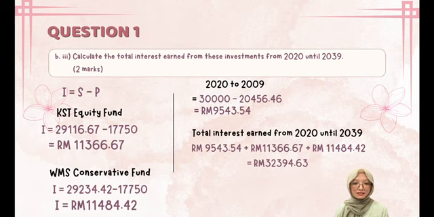Lastly, we should add all the interest together. So, total interest earned from 2020 until 2039 is 9,543 ringgit 54 cent plus 11,366 ringgit 67 cent plus 11,484 ringgit 42 cent, which equals 32,394 ringgit 63 cent.